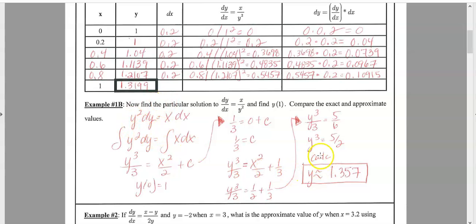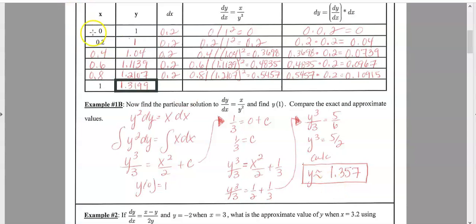And so if I solve this, I get this function right here: y cubed over 3 equals x squared over 2 plus c. We use our initial condition to find that c is 1/3. We solve for y, and then we use our calculator to plug in when x is equal to 1. When x is equal to 1, which is what I did right here, we find out that y is approximately 1.357.